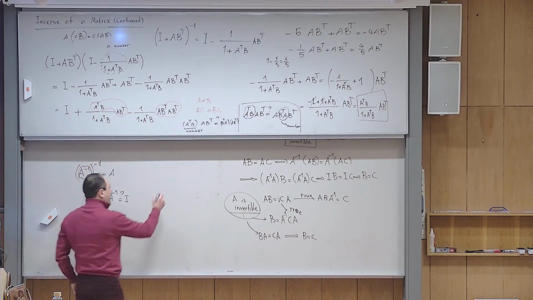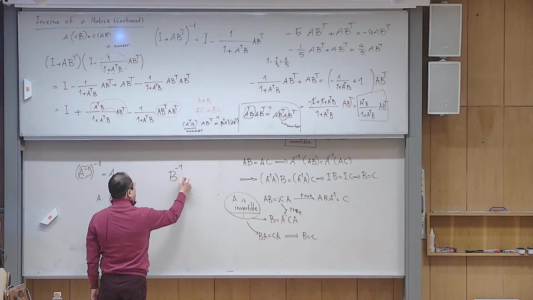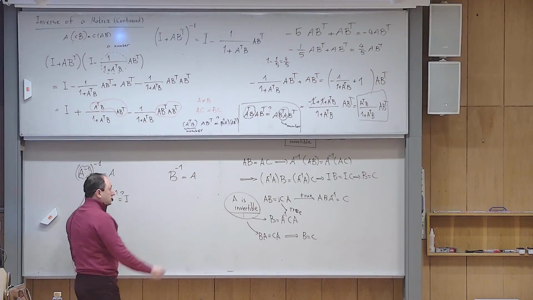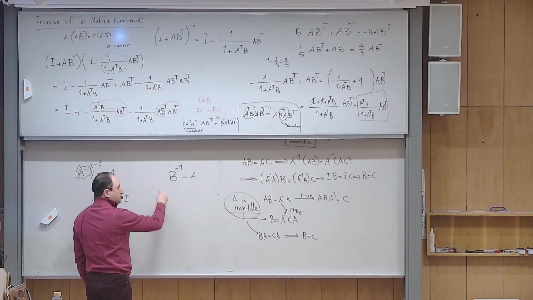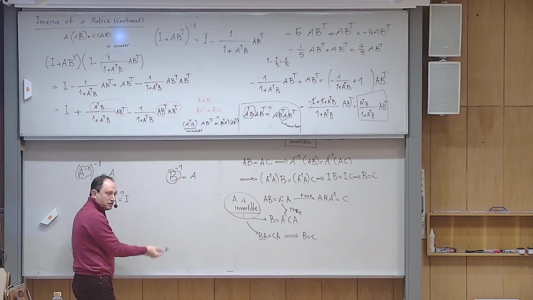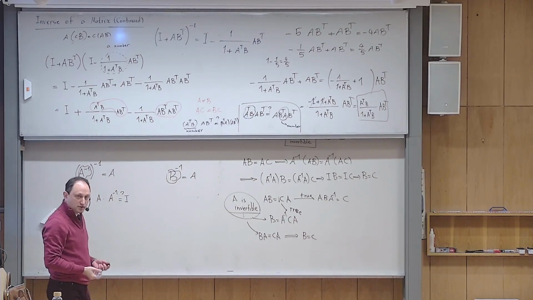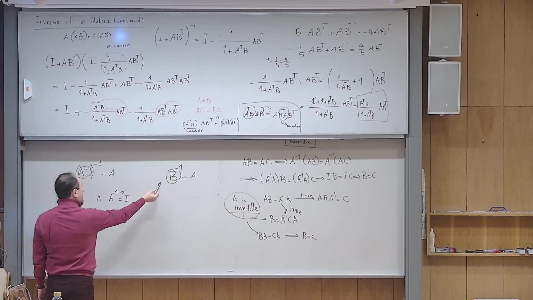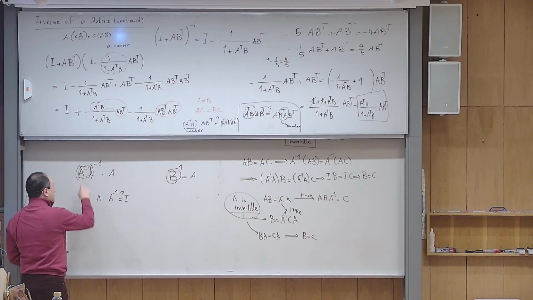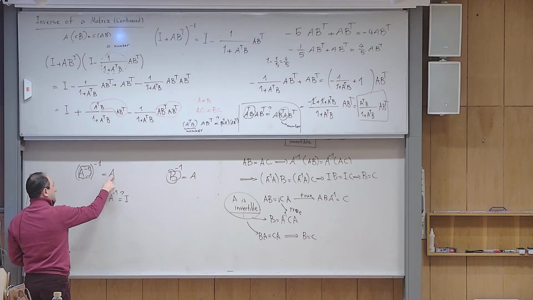For example, if I ask you to show B inverse is equal to A, I told you what to do. You take the proposed matrix for the inverse and multiply it by your matrix to see if it is I or not. I did the same thing, but the only problem is that this is playing the role of B. I want to show that the inverse of this matrix is A. This is the proposed inverse.